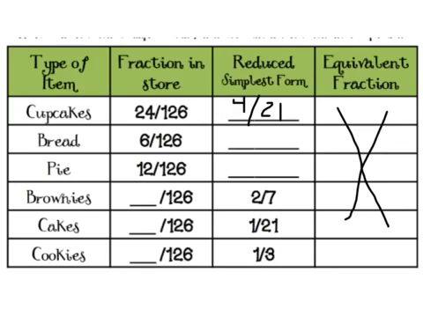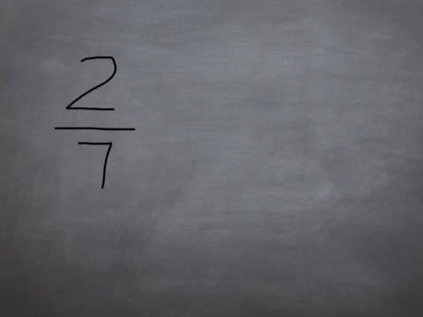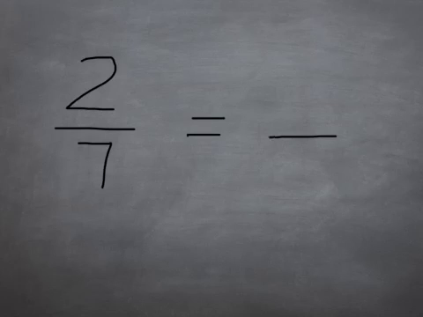Now we're going to look at brownies. I will explain how to go from the reduced fraction to the bigger fraction. We need to look at the fraction for brownies. The reduced fraction is 2 over 7. In order to figure out the bigger fraction, we must figure out our denominator. We know that there were 126 bakery items in total. That is going to be our denominator. For all numbers in the fraction in-store column, 126 will be your denominator.